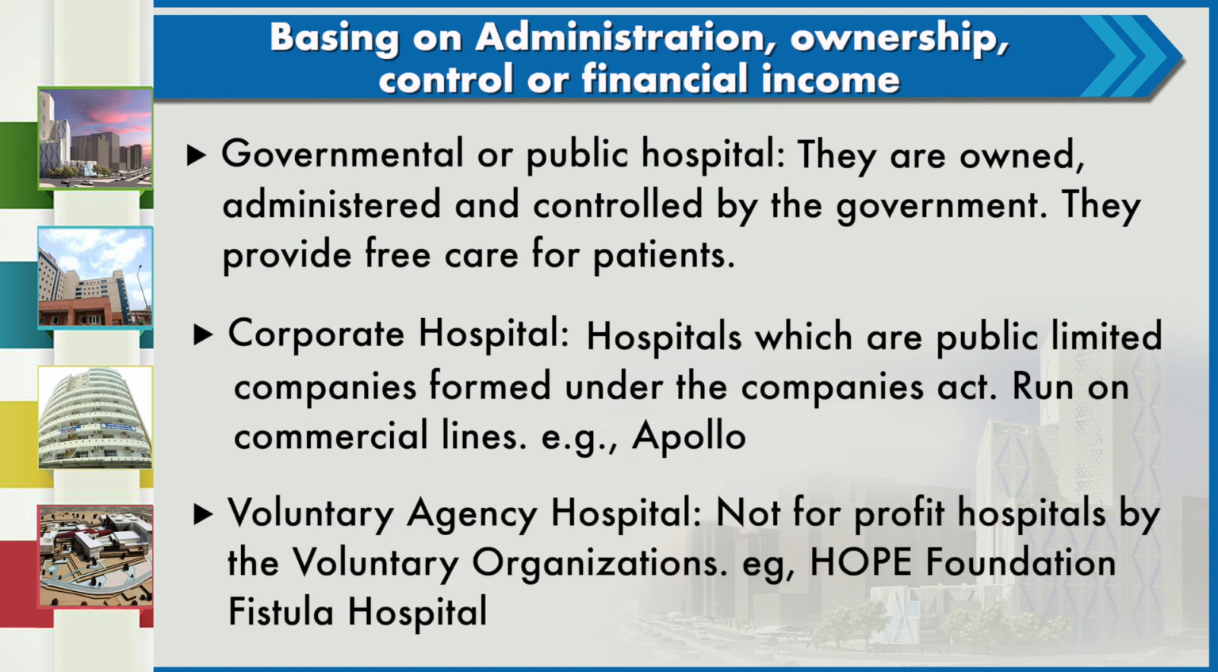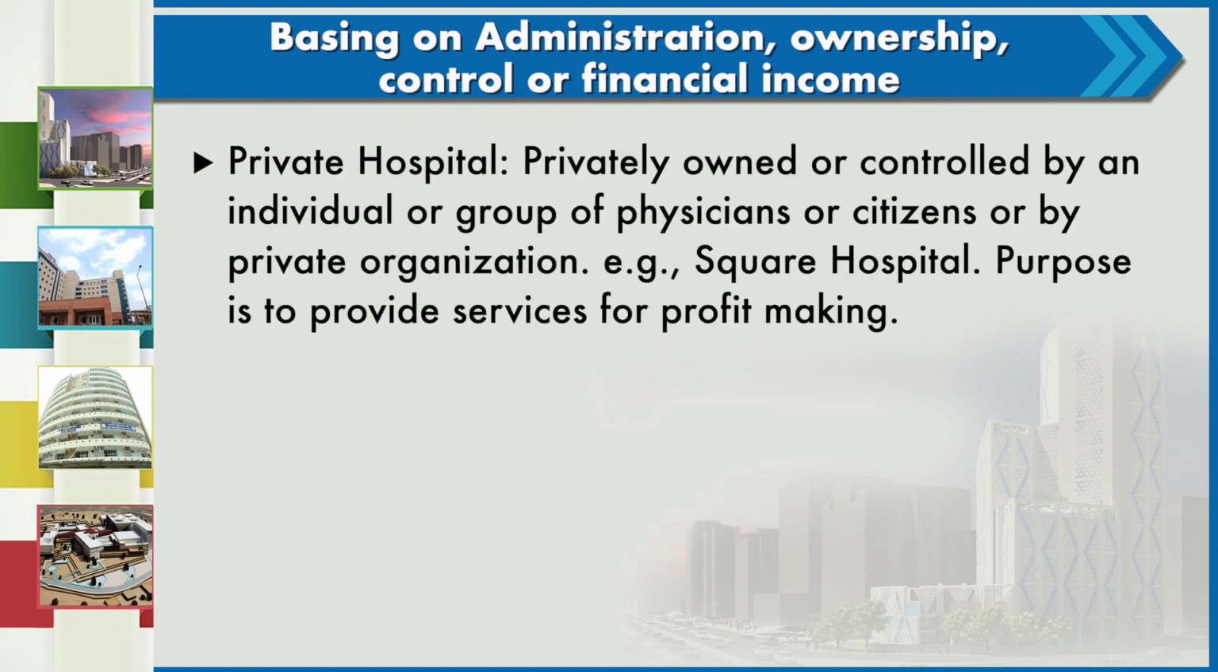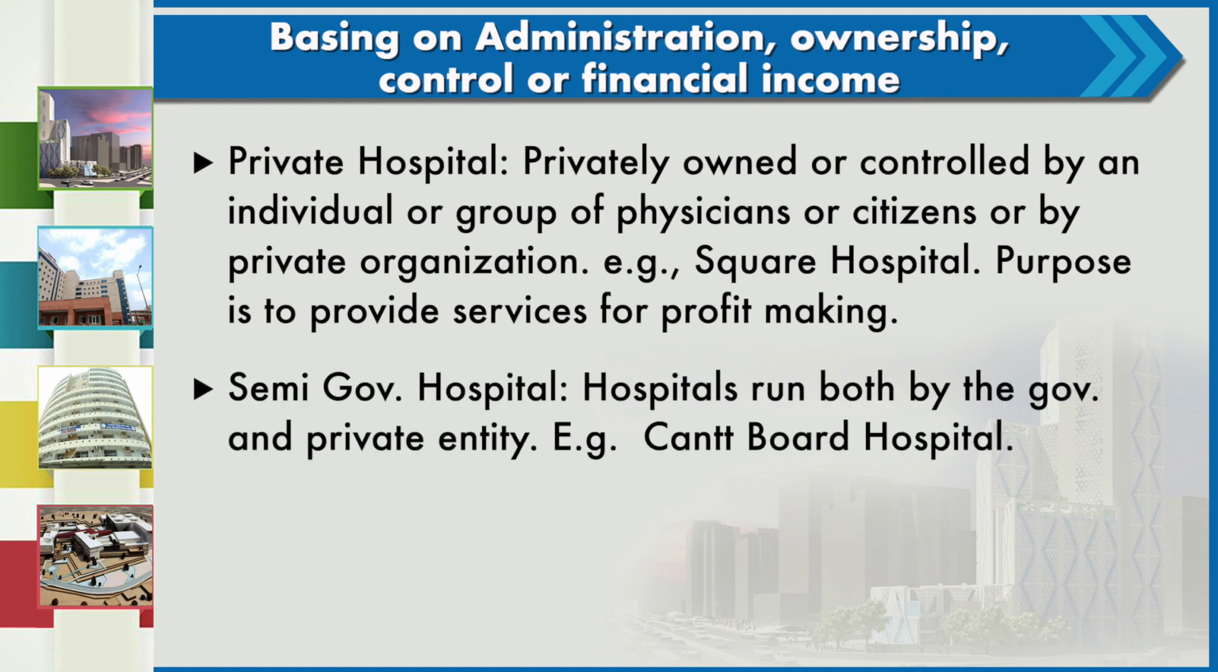Voluntary hospitals are not for profit hospitals which are run by voluntary organizations like Hope. There are private hospitals owned by privately controlled individuals or groups of physicians or organizations which are for profit services. Semi-government hospitals are like municipal hospitals which are run like a private entity. This could be a cantonment board hospital.